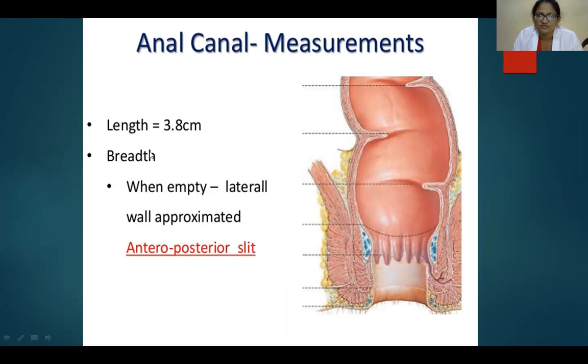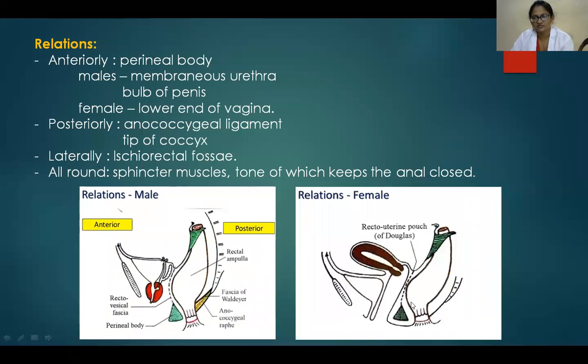The breadth of the anal canal is variable. When empty, the lateral walls are approximated, and the slit looks anteroposterior. The length of the anal canal is nearly 4 centimeters. Its breadth is variable.